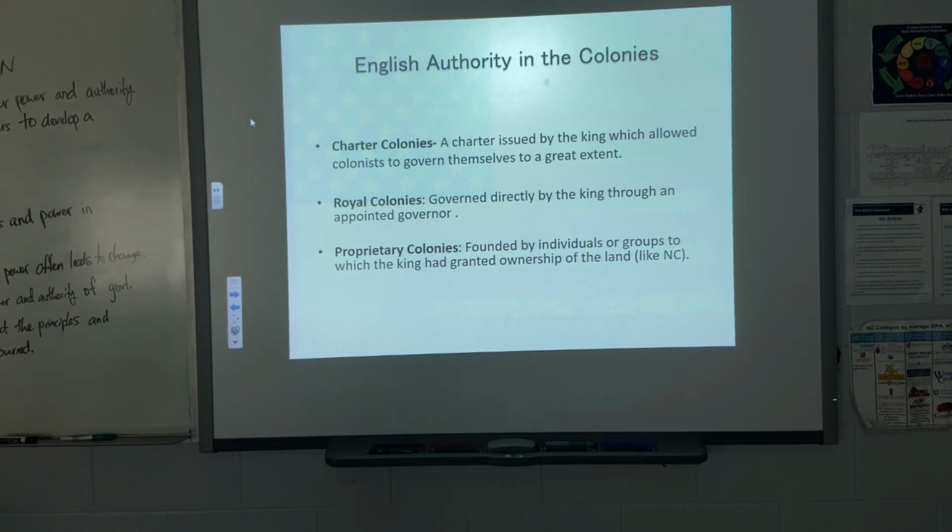Now, they're going to make sure that they have the say-so, and these 13 colonies are going to be categorized by 3 different types of colonies. Of the 13 colonies, you're either going to be a charter colony, a royal colony, or a proprietary colony. The charter colony was issued by the king, which allowed colonists to govern themselves to a great extent. Now, this is, you're going to have the most freedom, okay?